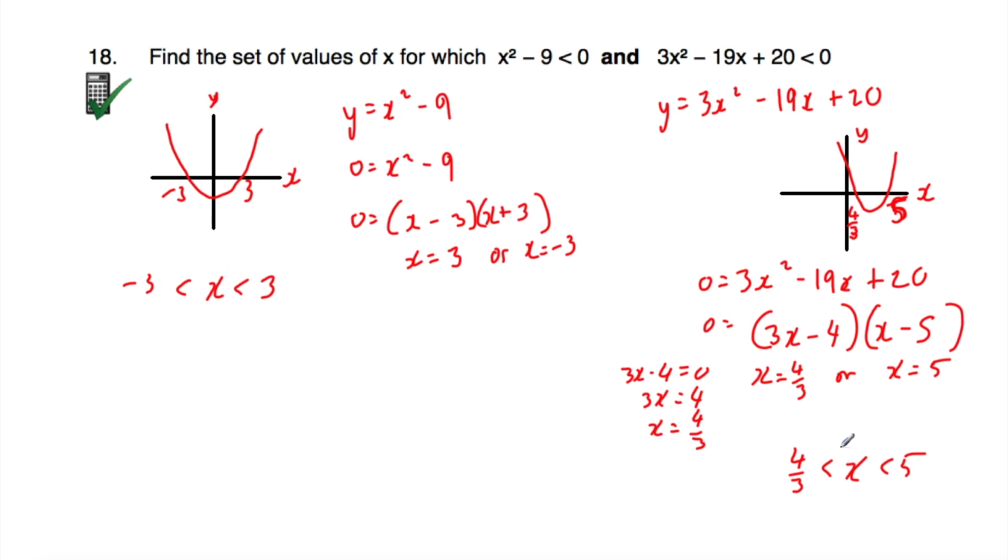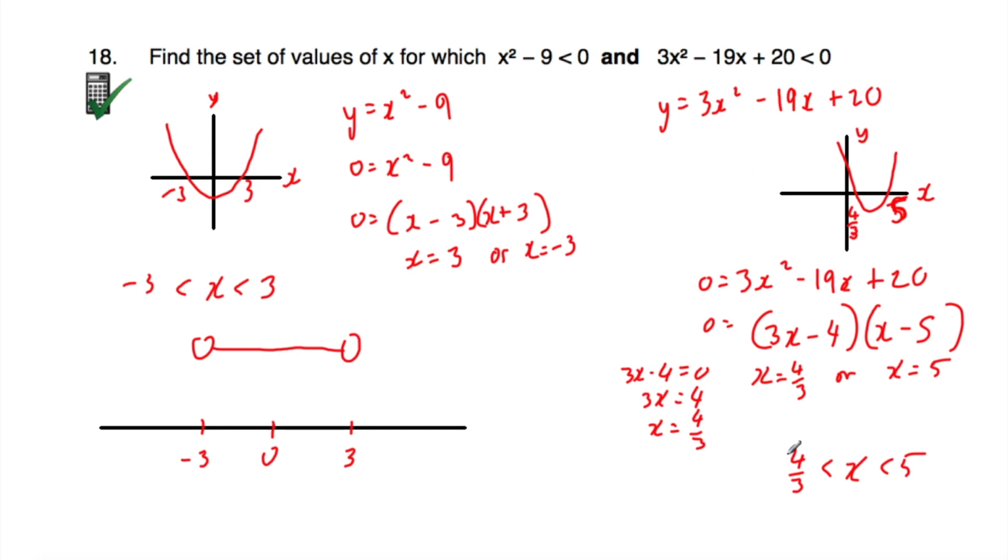And for this quadratic, x is going to be between 4/3 and 5. So let's sketch those on a number line. Okay, so here's a number line, and let's look at our first one. x is between negative 3 and 3. So here we've got negative 3, here we've got 3, and it's going to be between those values, so it's going to be hollow circles, and we're going to join them up. Any value of x between those values would satisfy that inequality.